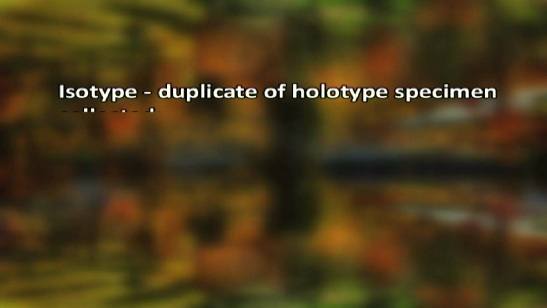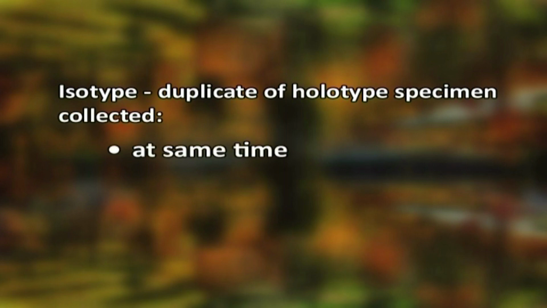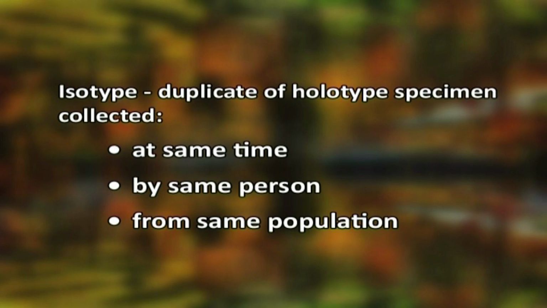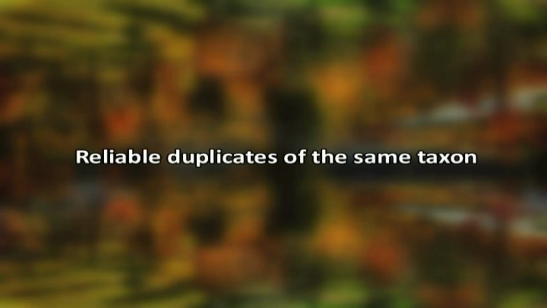An isotype is a duplicate specimen of the holotype collected at the same time by the same person from the same population. If several branches of a tree are collected at the same time, one specimen acts as a holotype and the remaining as isotypes. Isotypes are valuable in that they are reliable duplicates of the same taxon and may be distributed to numerous other herbaria to make it easier for taxonomists of various regions to obtain a specimen of the new taxon.